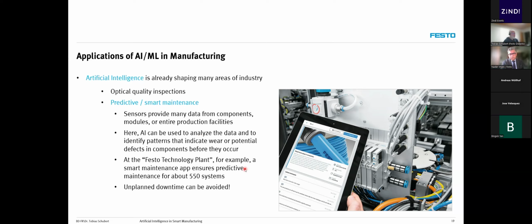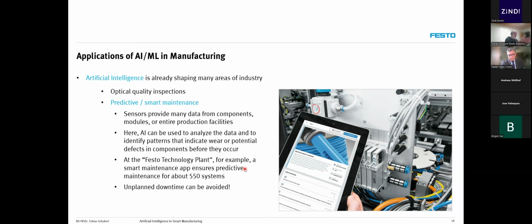We have that implemented in one of our, what we call, technology plants. And we are observing about 550 systems with such a smart maintenance system. So the idea is always the same: avoid unplanned downtime. Now, if you go to a car manufacturer, which is also using Festo X, for example, they want to avoid unplanned downtimes. So they are observing 4,500 welding guns for their car production. And once that system is going down for 1 minute, it's tens of thousands of euros. So they want to avoid that.